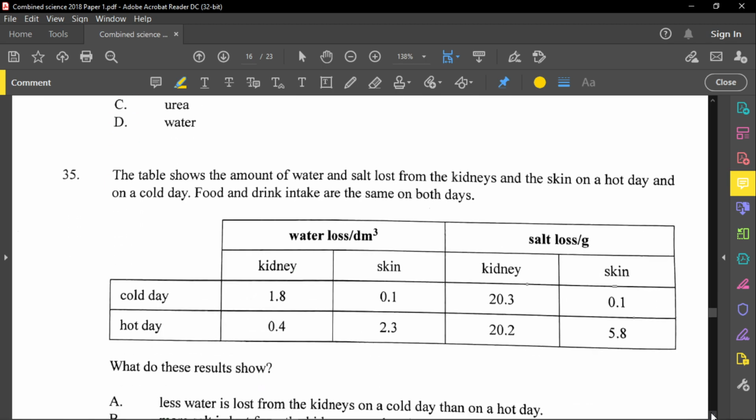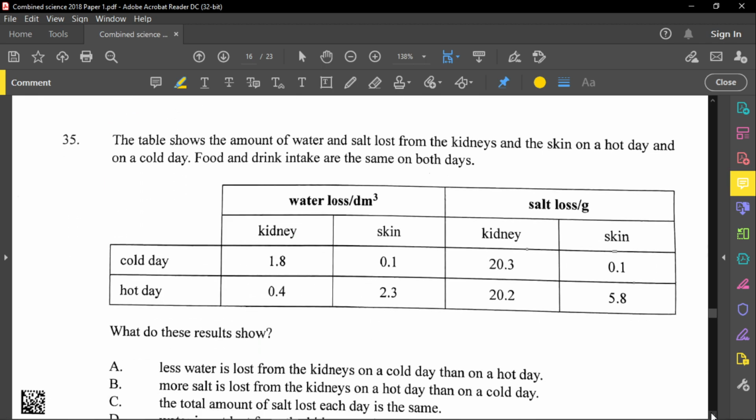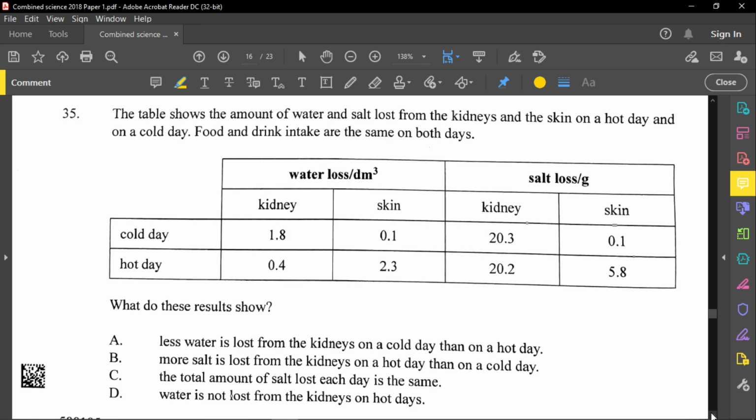Large. Now 35, it said the table shows the amount of water and salt lost from the kidneys and the skin on a hot day and on a cold day. Now, the food and drink intake are the same on both days. Okay, so let's just mark it out. On both days, the food intake and drink intake are exactly the same. Now, it said, what do these results show?